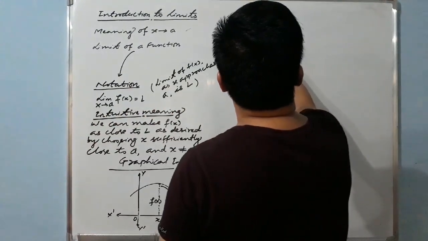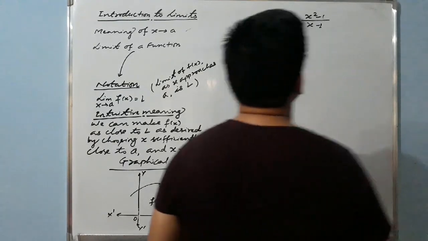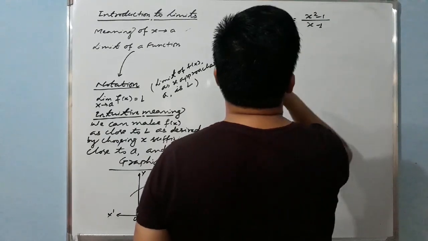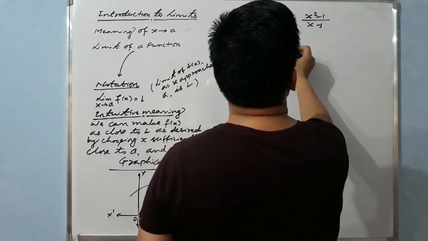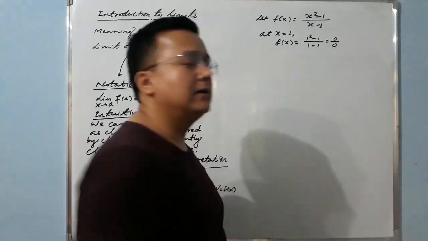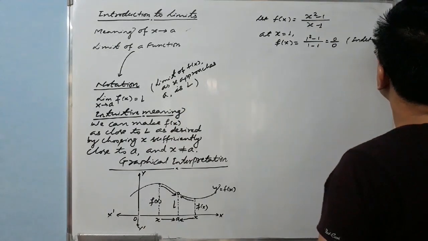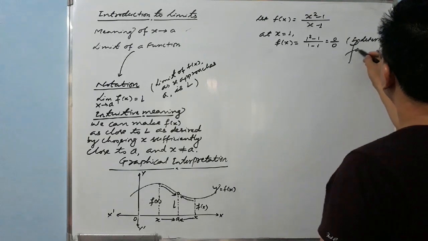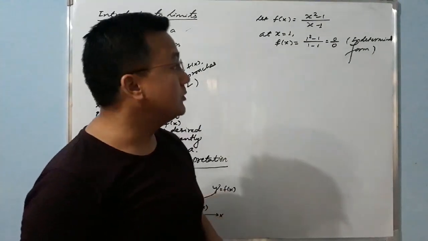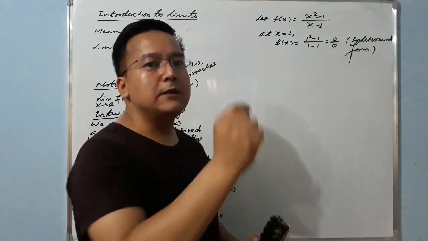Let f of x be equal to x squared minus 1 upon x minus 1. Very simple example I have taken. If you want to find the value of the function at x equal to 1, f of 1 you will get 1 squared minus 1 upon 1 minus 1, which is 0 upon 0. As I have discussed already, this is an indeterminate form, a meaningless form. Numerator is 0, denominator is also 0, so it is an indeterminate form. There is no numeric value for this form.